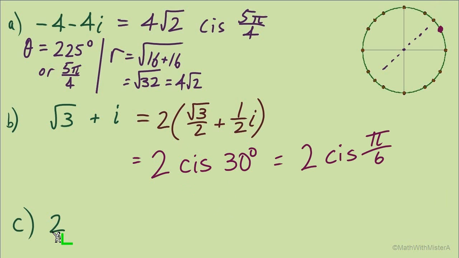Last example, positive 2, no imaginary part. Since it's on an axis, the r value is exactly what we see, equal to 2, and we know the angle measure horizontally in the positive direction is 0.